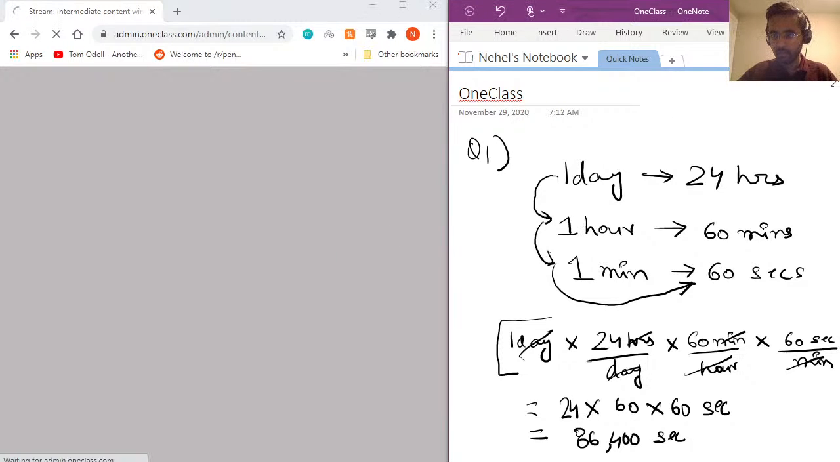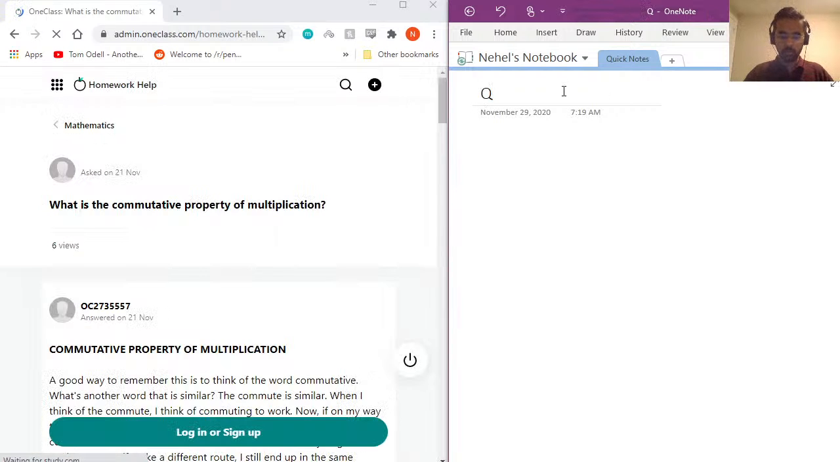Okay, let's get into the next question. So commutative property of multiplication. This is one of the key properties of multiplication. We use that very often.